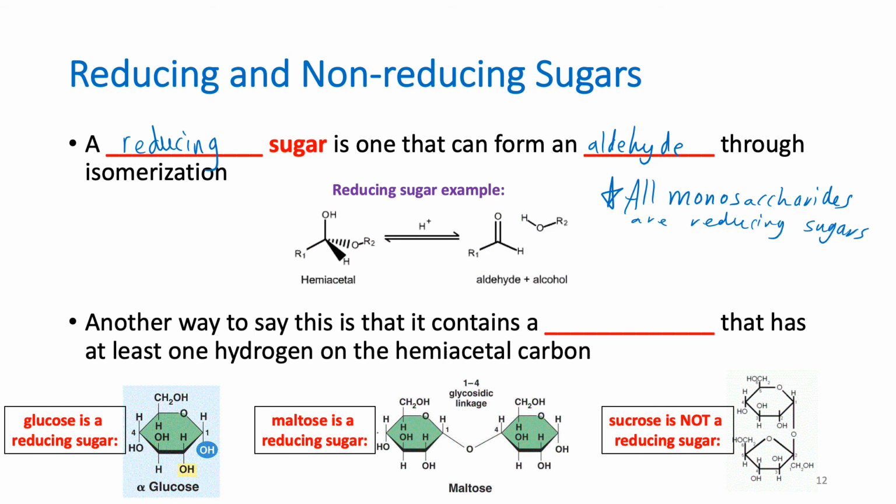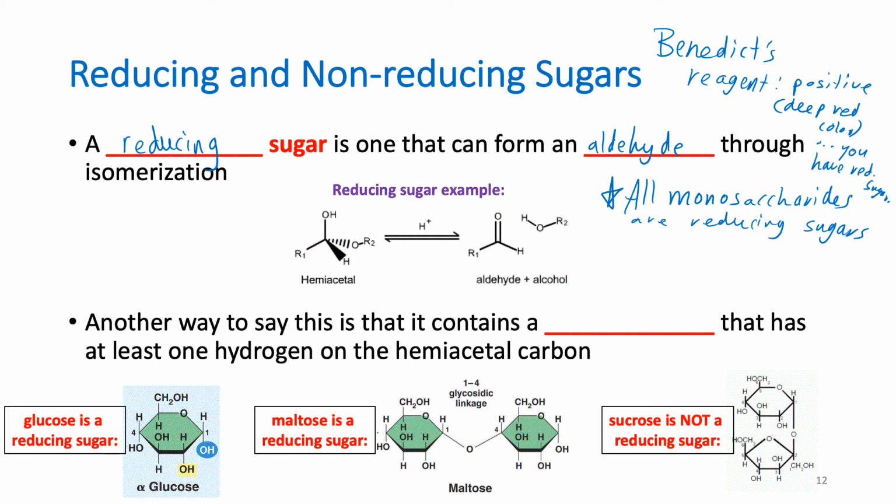Okay. Whenever you have carbohydrates in your body, they can serve as reducing agents or oxidizing agents. And so all we're trying to figure out is which ones are reducing sugars, which ones can reduce other molecules. And this pertains to Benedict's test or Benedict's reagent. So Benedict's reagent tests for this. And if it's positive, deep red color, you have a reducing sugar. So all monosaccharides are reducing sugars.